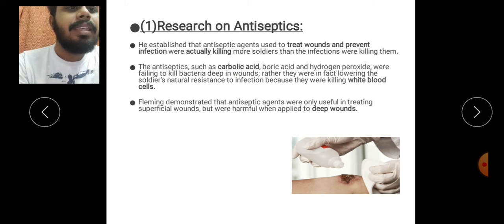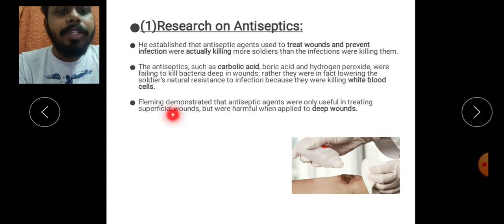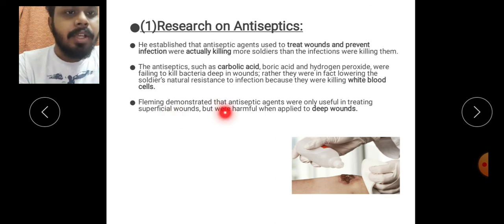As a result, they killed those soldiers or patients through the use of these antiseptics. Okay, so Fleming demonstrated that antiseptic agents were only useful in treating superficial wounds or surface wounds, but were harmful when applied to deep wounds. Okay, so these are all his contributions and research on antiseptics.